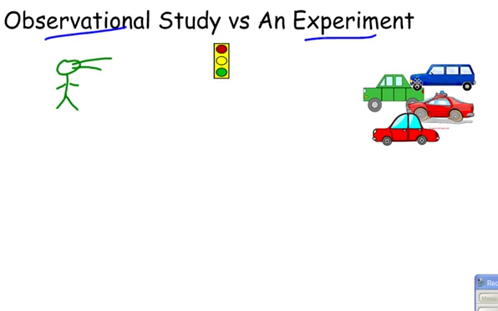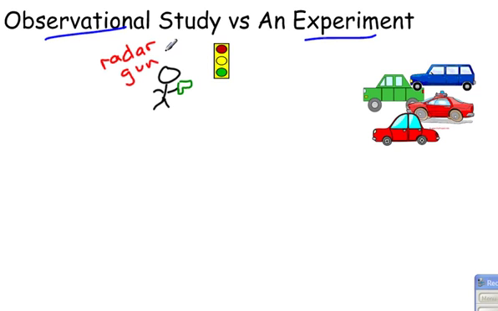Now, how can I turn this whole thing into an experiment? Well, instead of me just standing around watching, what if I stand right next to the light, right on the corner, and in my hand, I have a radar gun. I better write this on there. This is a radar gun right here.